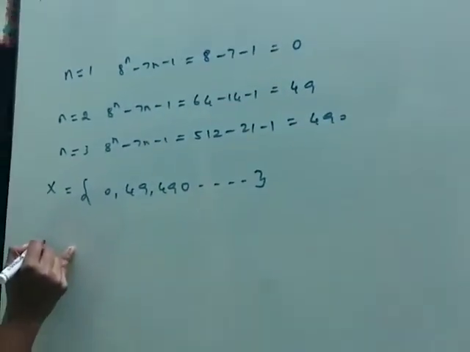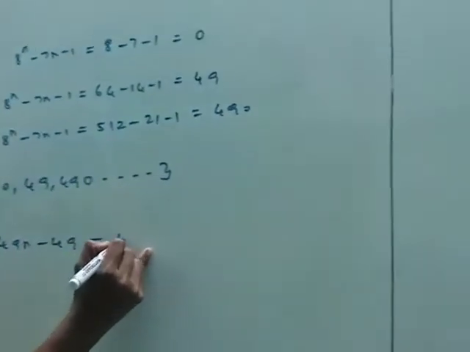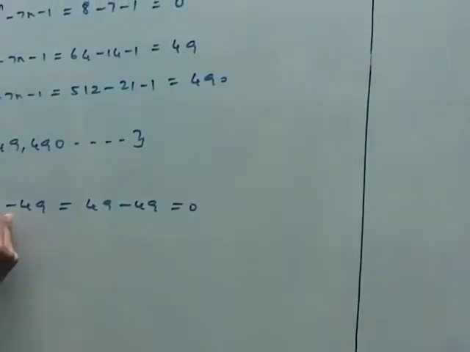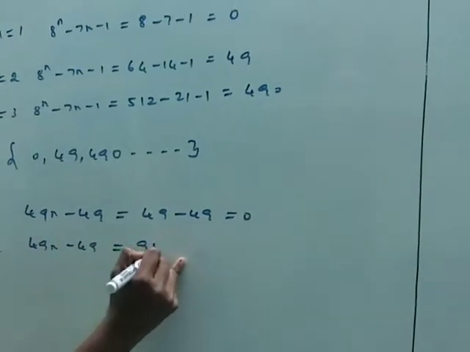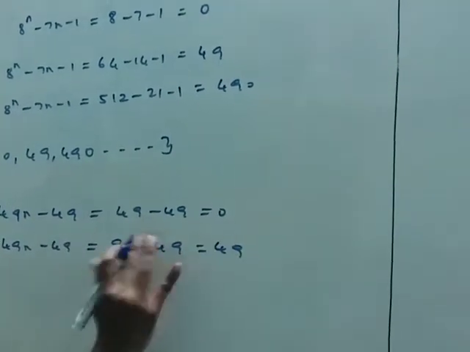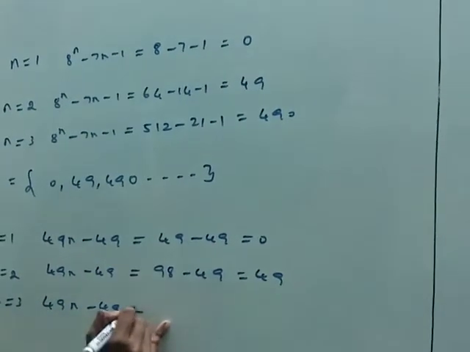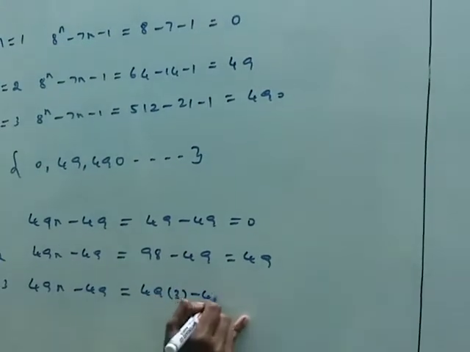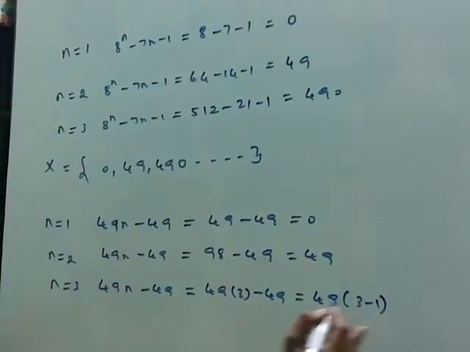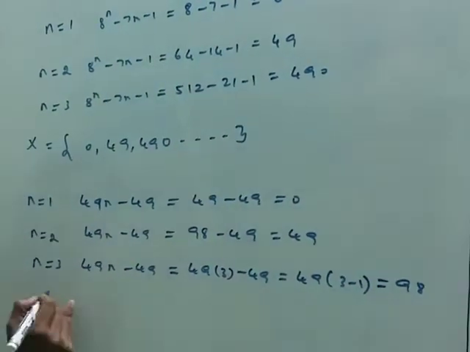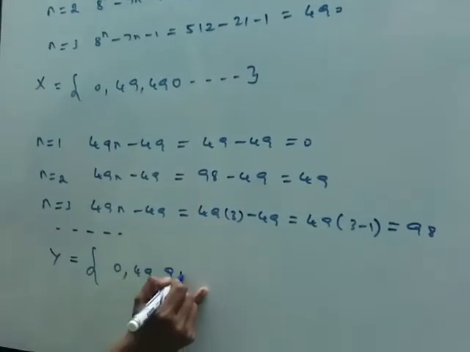Now Y. For n equal to 1, the value of 49n minus 49 is 49 minus 49, answer 0. n is equal to 2: 98 minus 49, answer 49. n is equal to 3: 49 into 3 minus 49. In calculation you take 49 outside and put 3 minus 1, so 2, answer is 98. Like that we are getting. So Y is the set containing 0, 49, 98, etc.